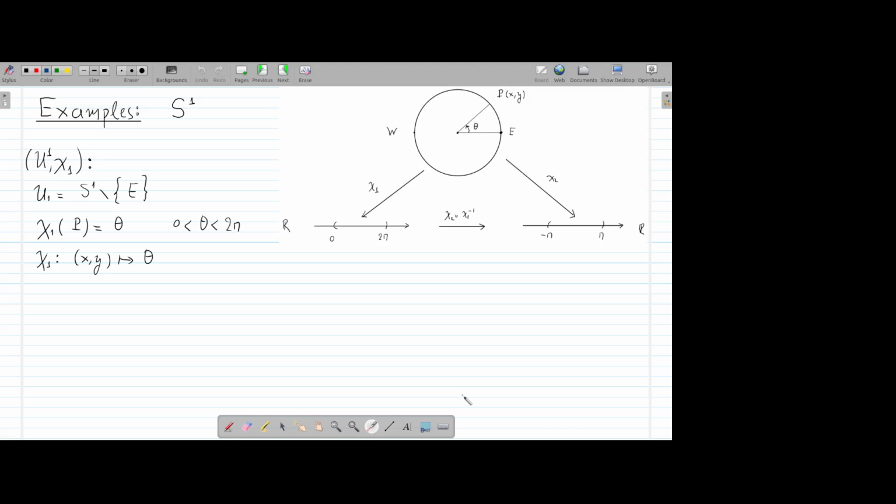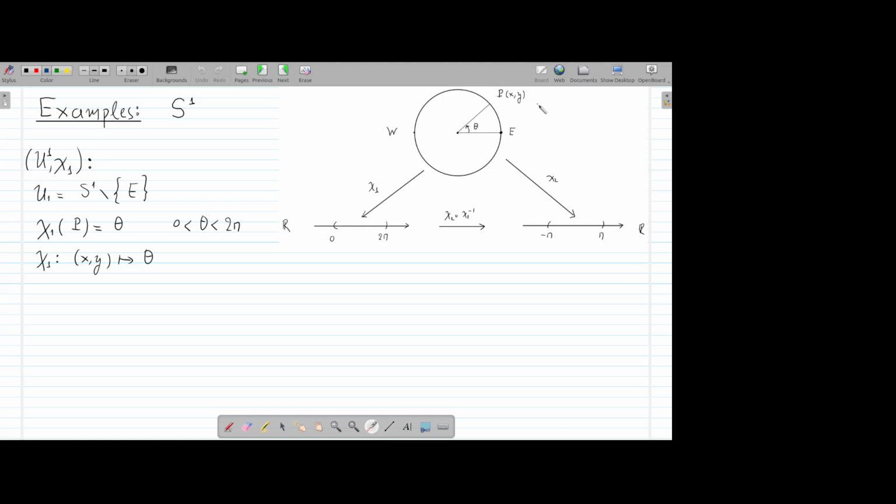So the first example, kind of trivial, but it will help us understand some of the concepts that we introduced before, is the example of the circle. The circle can be defined by considering the set of points on the plane given by Cartesian coordinates x and y, such that x squared plus y squared is equal to 1.